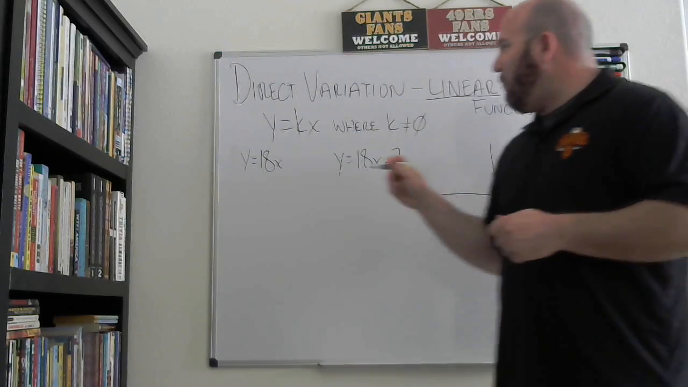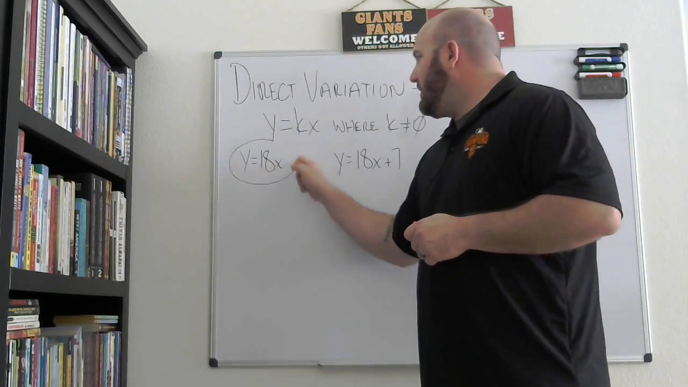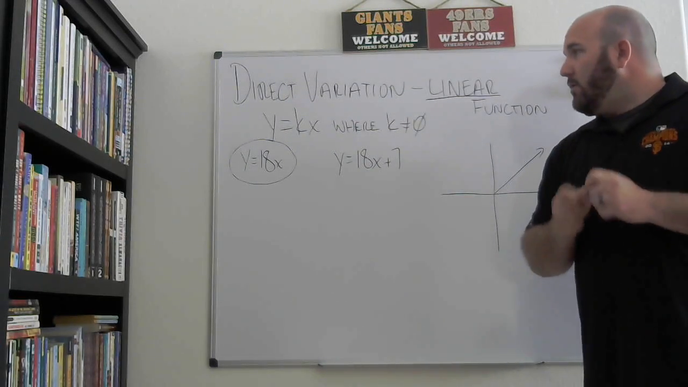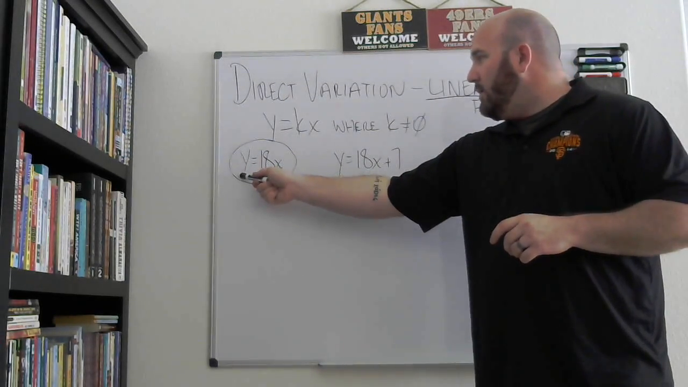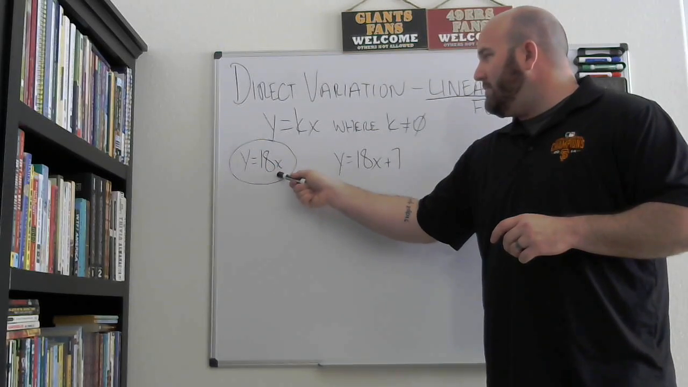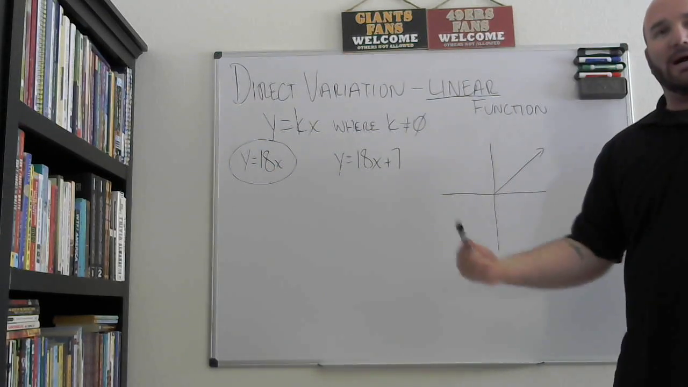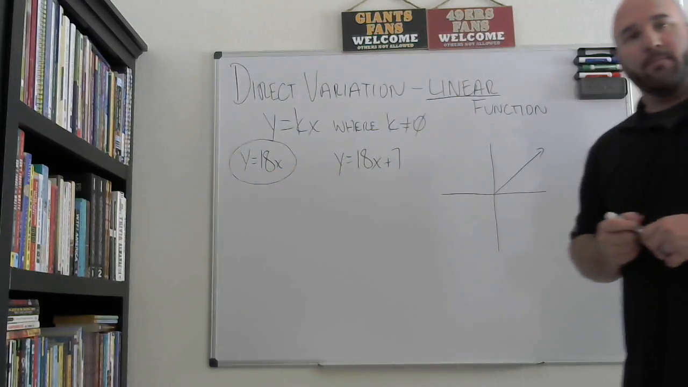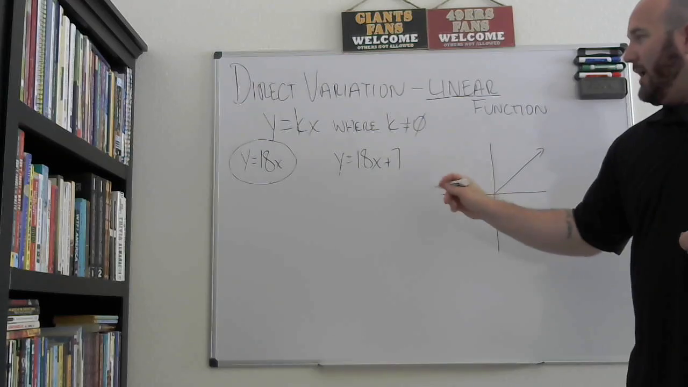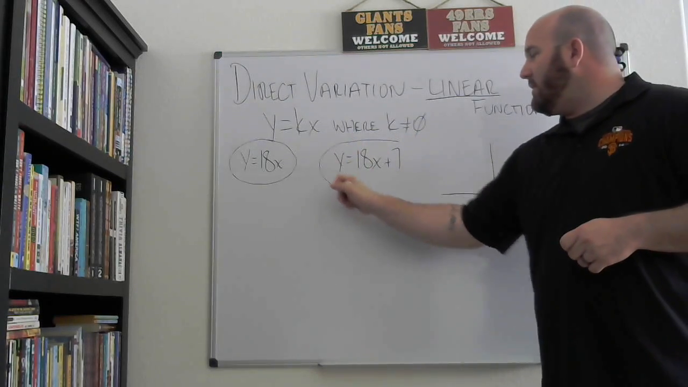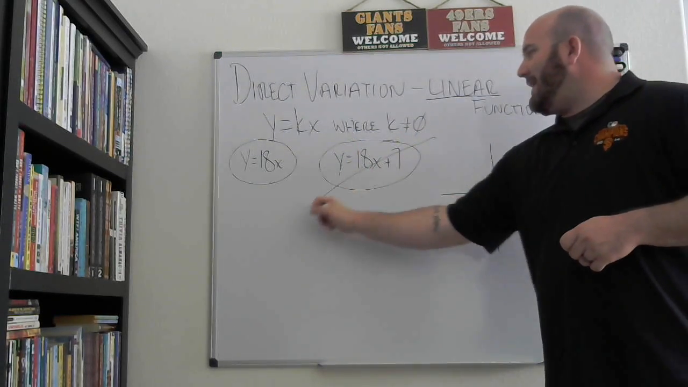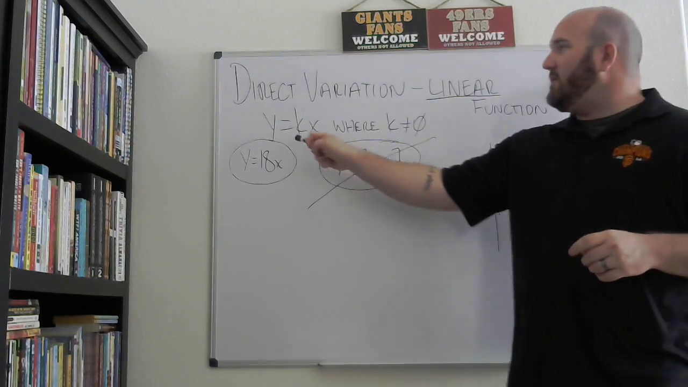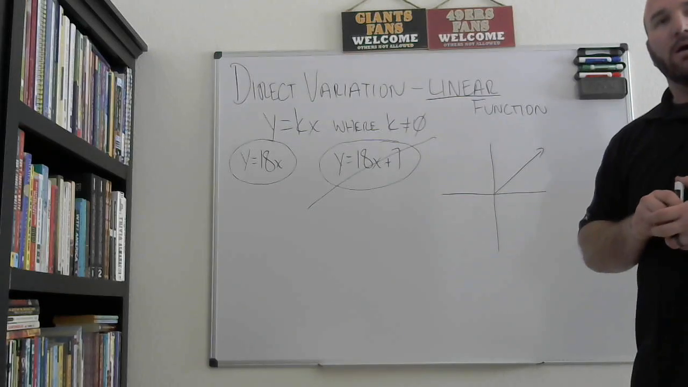So if we look here, we have y equals 18x. This is an example of a direct variation equation. The value of y is always 18 times the value of x. It's a constant variation, 18. If we look over here, we have y equals 18x plus 7. This is not an example of direct variation. Direct variation can only take the form y equals kx.